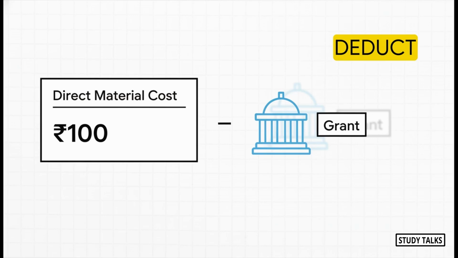Okay, trap number 2. What about a subsidy or a grant from the government? This is important. You do not treat it as other income. Instead, you have to deduct it from the specific cost it's related to. So if you got a grant to help buy raw materials, you subtract that amount directly from your direct material cost. It makes that particular expense cheaper.